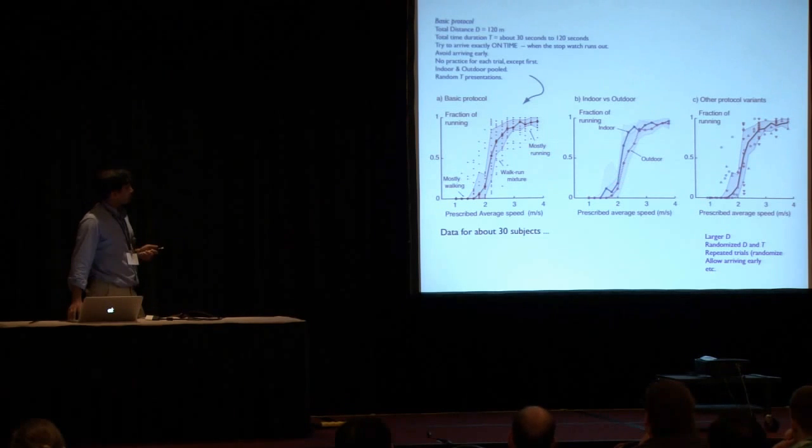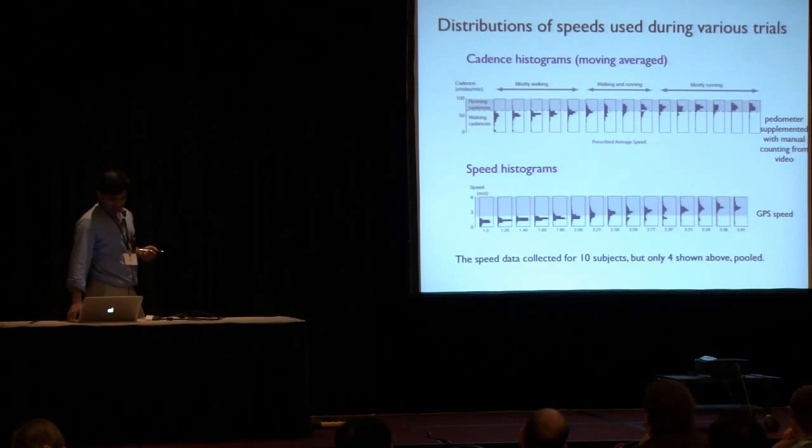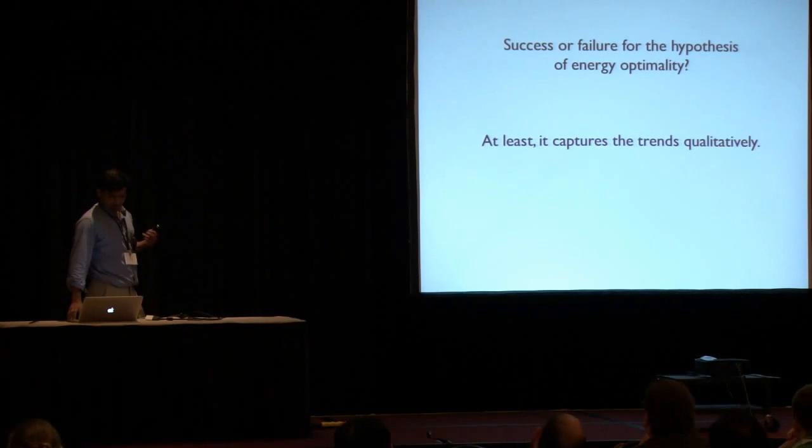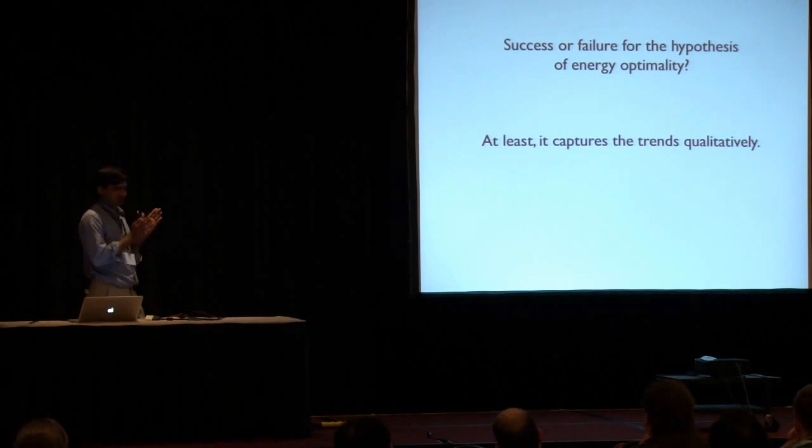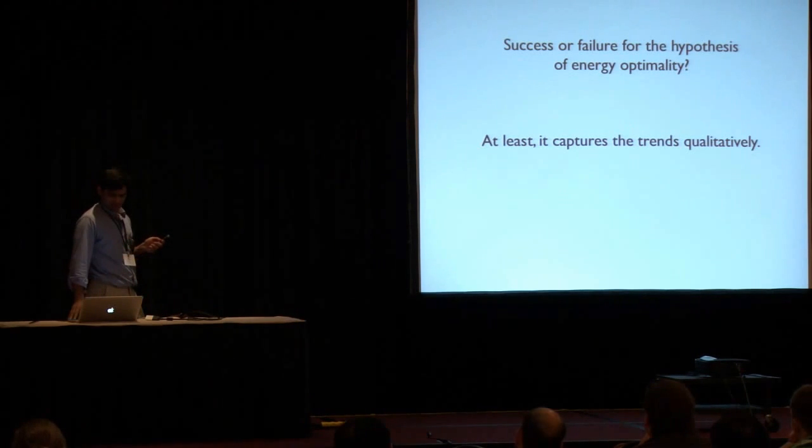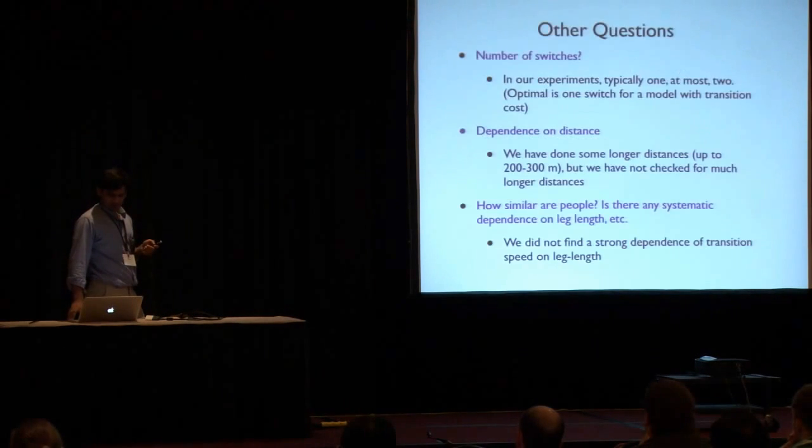We had variants of that experiment. Indoor was slightly different from outdoor, and so on. We measured a bunch more things, but let me just skip through that. Is this a success or failure for the hypothesis of LHC optimality? We haven't worried about the actual numbers very carefully, but at least it captures the trends qualitatively. Because the actual numbers depend on the curves and what numbers you use for the curves and so on.